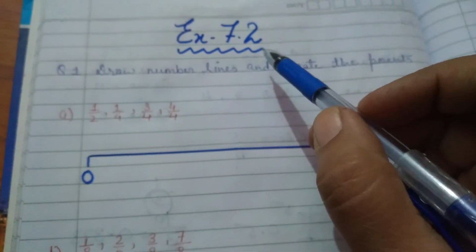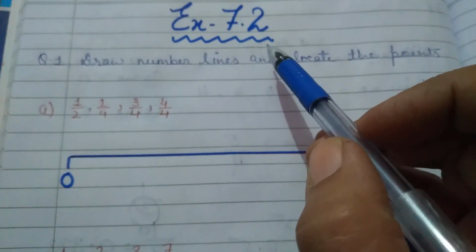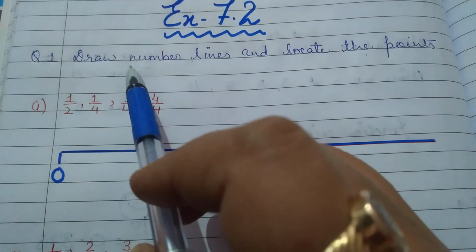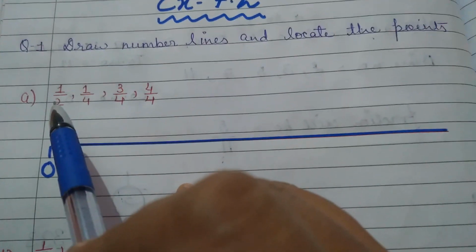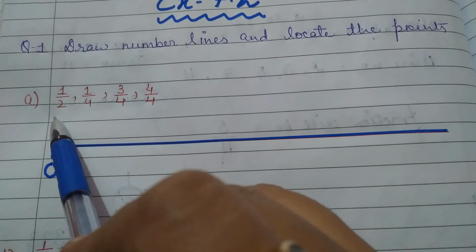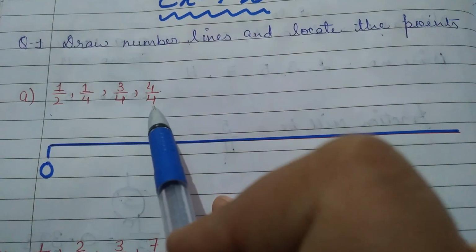Good morning everyone. Today I am here to explain exercise number 7.2 in front of you, and your question number 1 is: draw a number line and locate the points given in the series. They have given option A to us: 1 by 2, 1 by 4, 3 by 4 and 4 by 4.